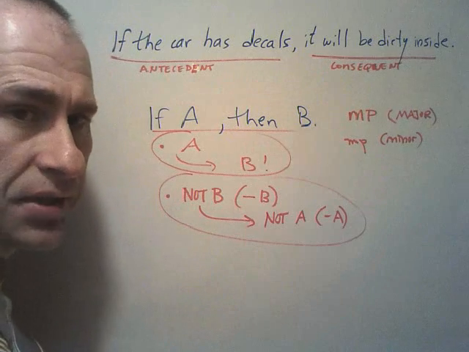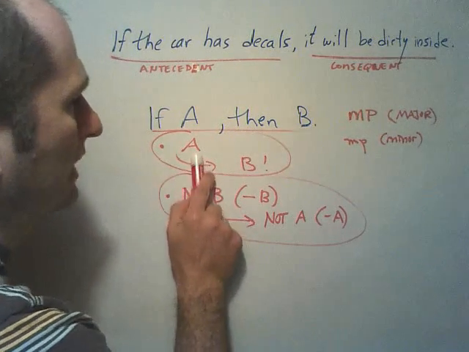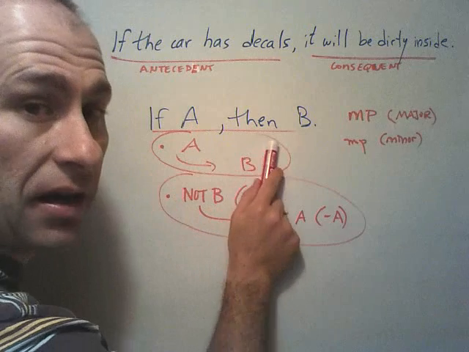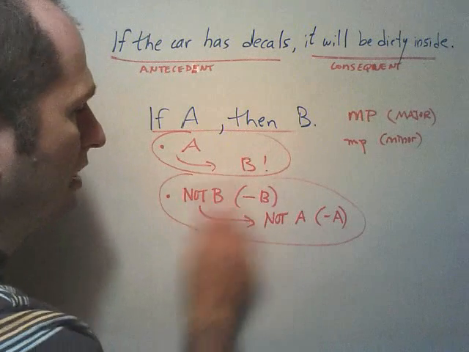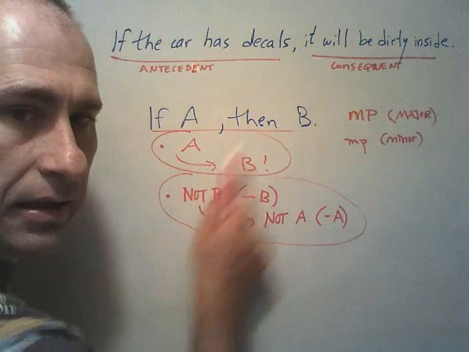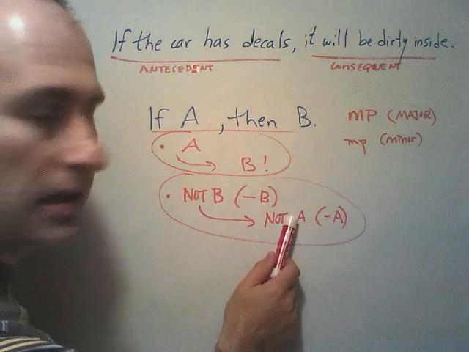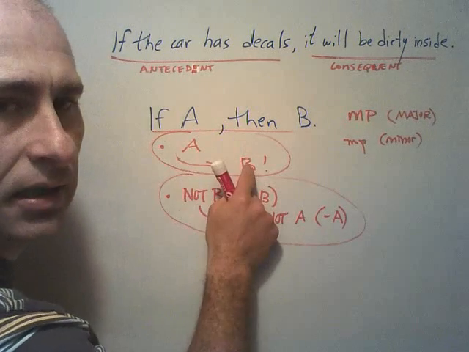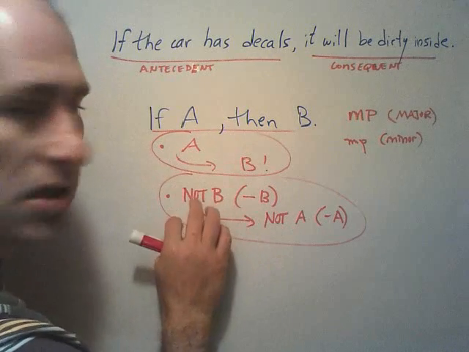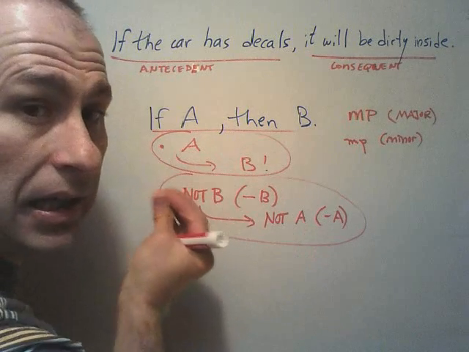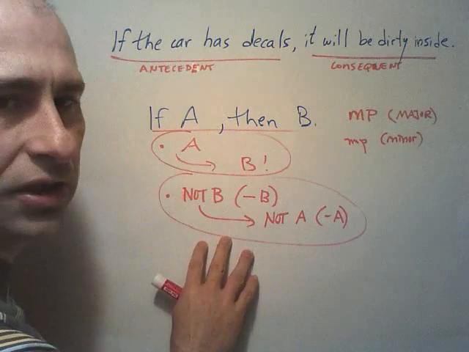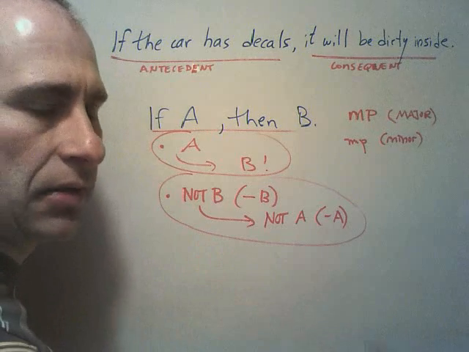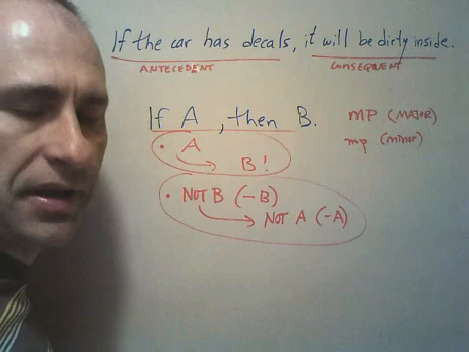Now these have their names. This is called affirming the antecedent. If you affirm the antecedent with your minor premise, then you can affirm the consequent. This one, you're negating the consequent, then you can negate the antecedent. This is called modus ponens, because you're positing A, then you can posit B. Putting A, putting B. This is called modus tollens, because you're taking away B, then you can take away A also. Those are the only two ways you can come up with a conclusion here. We'll talk about why in the next video, and then we'll talk about exclusive hypothetical syllogisms.